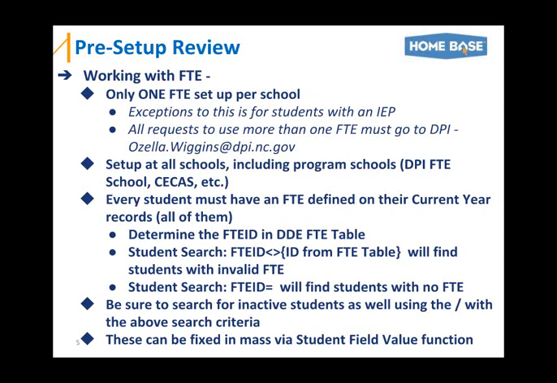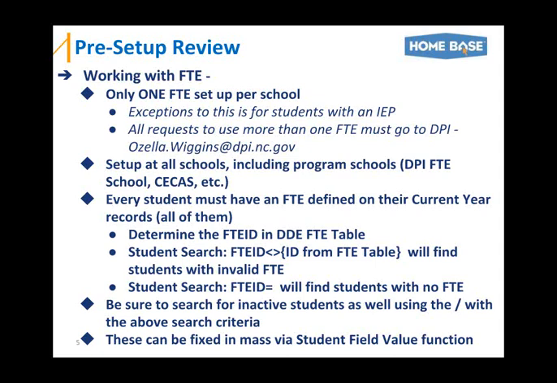So the student search and that third dot, FTE ID equals with nothing after it, will result in all of the students without any FTE assigned to them. The second dot is looking for a student's FTE ID that is not equal to the FTE ID for your particular school for your particular year. And I'm going to show you how to find that FTE ID, and that's what we're going to do in that first dot.